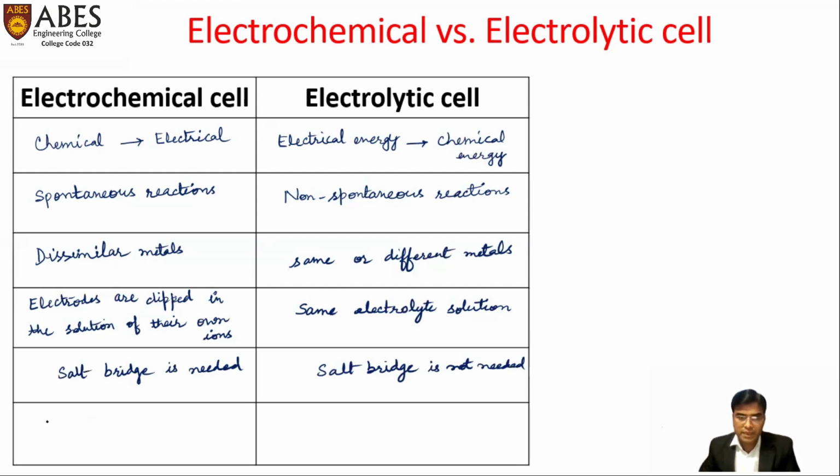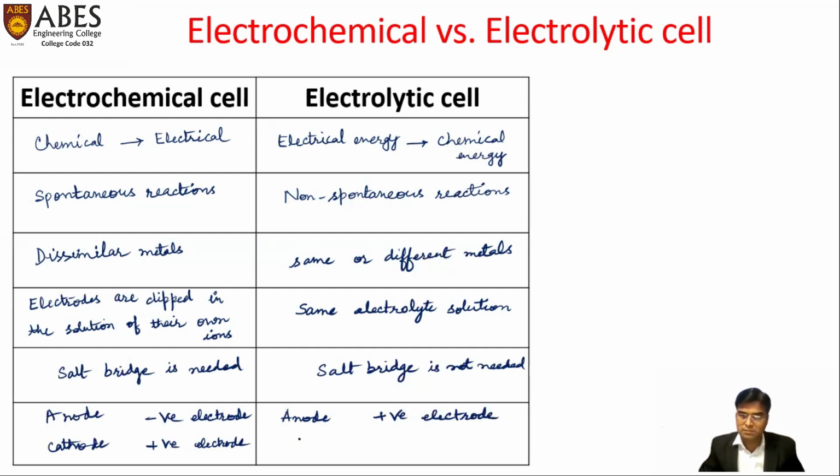In electrochemical cells, the anode is the negative electrode and the cathode is the positive electrode. Whereas in the electrolytic cell, the sign conventions are just opposite. So here we have the anode as the positive electrode and the cathode as the negative electrode. So these are the differences between the electrochemical and electrolytic cell.